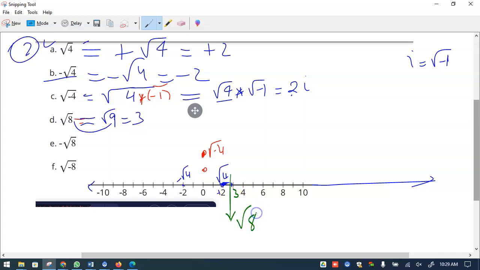And the square root of minus 8 will be minus here, that will be closer to minus 3 here. So this is minus 3. So somewhere here will be minus square root of 8. And finally, what is this? This is square root of 8i because there's a minus.